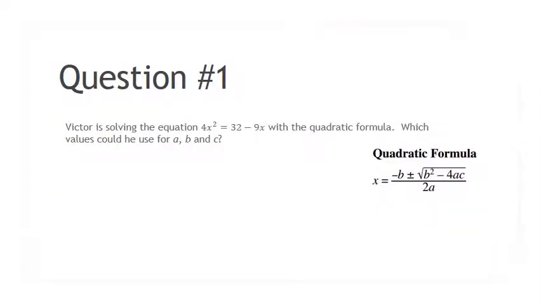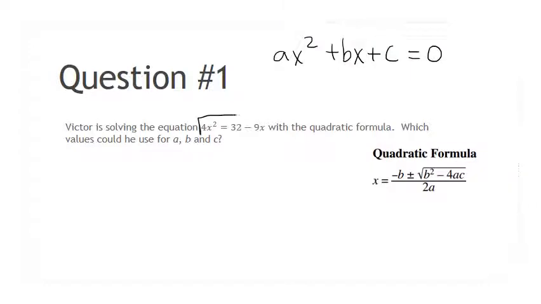It says that Victor is solving the equation 4x squared equals 32 minus 9x with the quadratic formula. Which values could he use for a, b, and c? So remember, when you're solving with the quadratic formula, you want to make sure that it's in standard form. Standard form looks like ax squared plus bx plus c equals 0. So it's always equals 0. You want to have everything else on the left side of the equation.